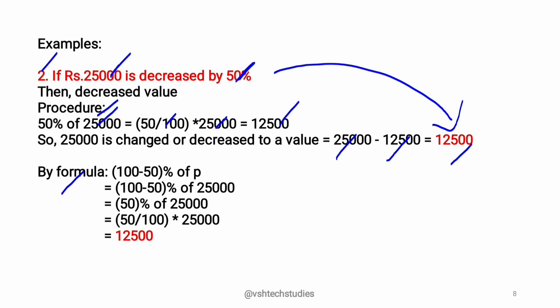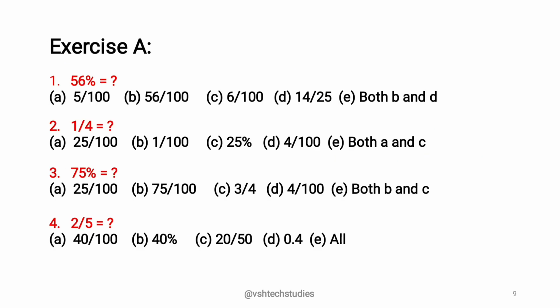Using the formula here, 100 minus 50% of P means 25,000. So 100 minus 50 is 50% of 25,000. 50% means 50 upon 100, of means multiplied by. So 25,000 as it is, if you simplify, you will get 12,500. This answer and this answer both are one and the same. Okay. Now we shall solve some of the exercise problems.